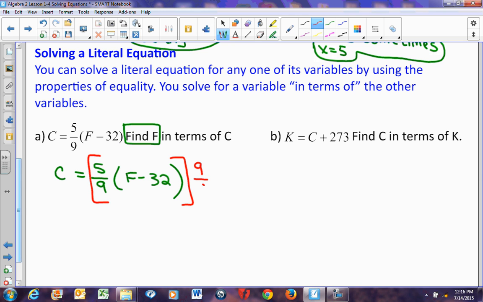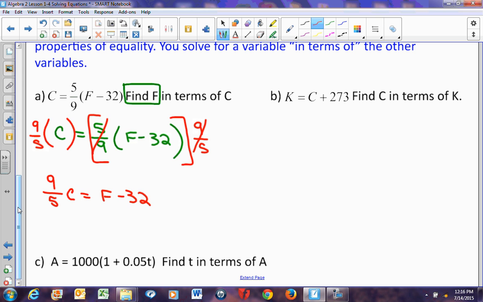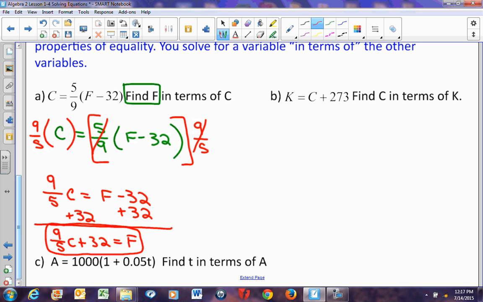If I multiply this by 9/5, I have to do the same thing to the other side, multiply it by 9/5. This will cancel with this. I now have 9/5 c equals f minus 32. To solve for f, I just simply need to add 32. Since there are no like terms, I'm just going to rewrite this as 9/5 c plus 32 equals f. And I have now solved this for f. I found f in terms of c because c is still in my equation. Now there are different ways to do this. I could have distributed it and solved it another way, but this is probably the easiest way to solve it.